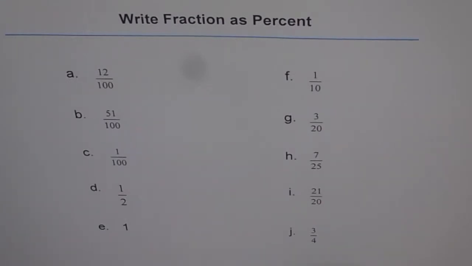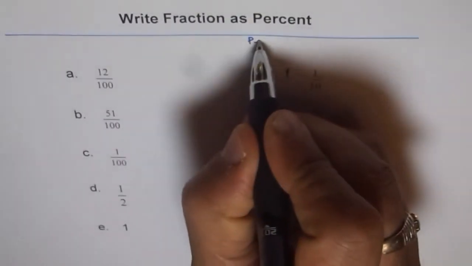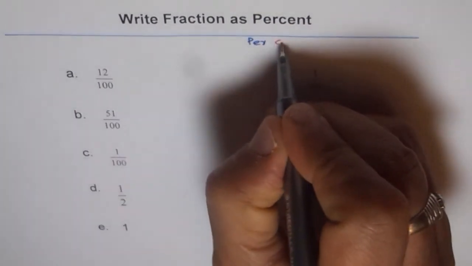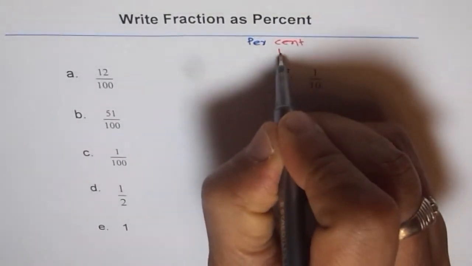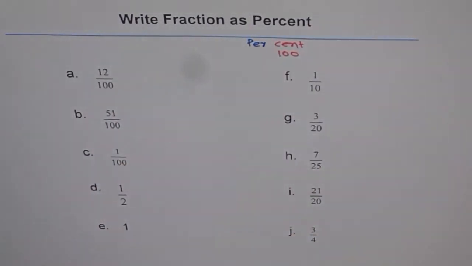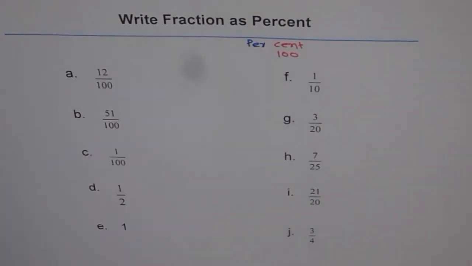As you know, what is percent? Percent is per 100, right? So you should make the denominator 100, as it is in a few, but not in the rest. Make the denominator 100 and whatever is there on the top will be your answer in percent. So that is the way to convert fractions to percent.